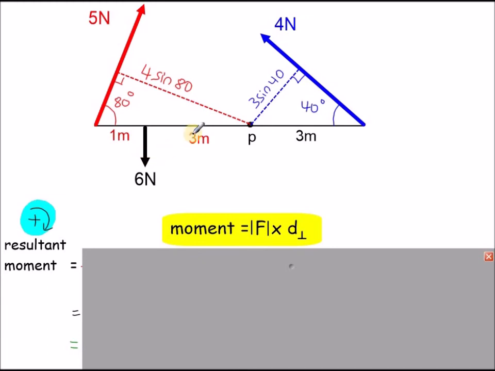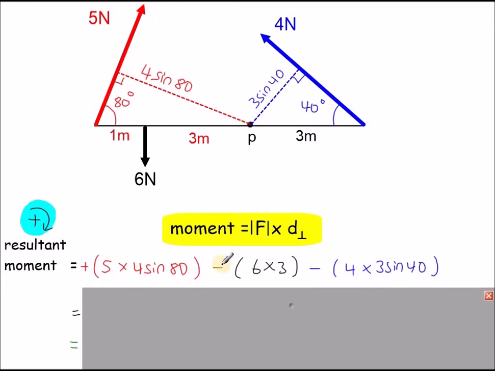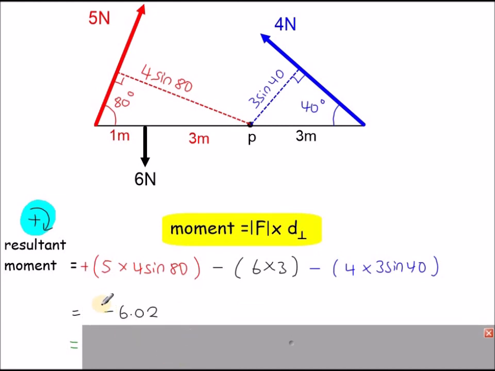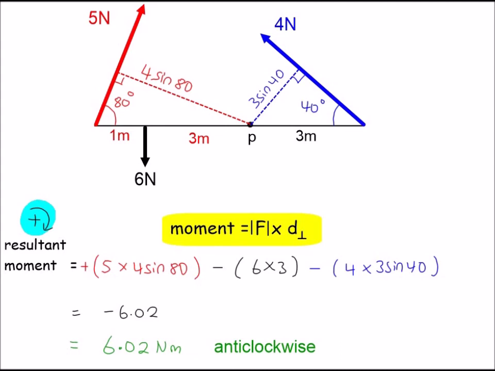This one here, the 6 Newton force, the perpendicular distance from our point P is 3 meters, and the 6 Newton force will produce an anti-clockwise moment, so it will be negative like this. So positive, negative, negative. Simplify. Minus 6.02 Newton meters. It's a negative answer, which means our resultant moment has a direction which is opposing what we stated originally. That's clockwise, so it will be 6.02 Newton meters anti-clockwise.